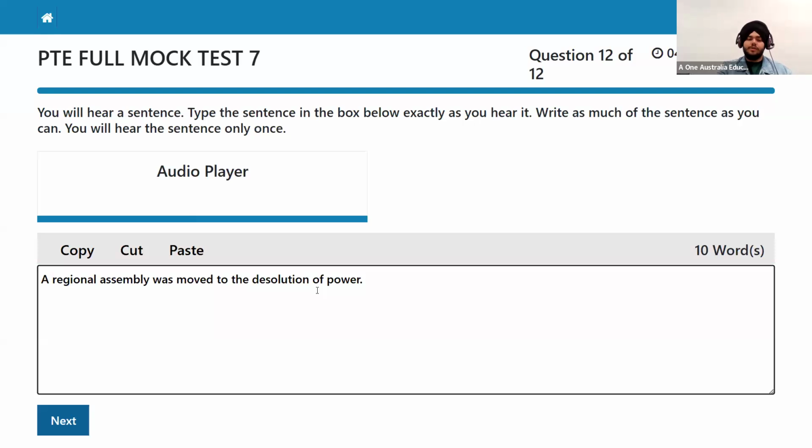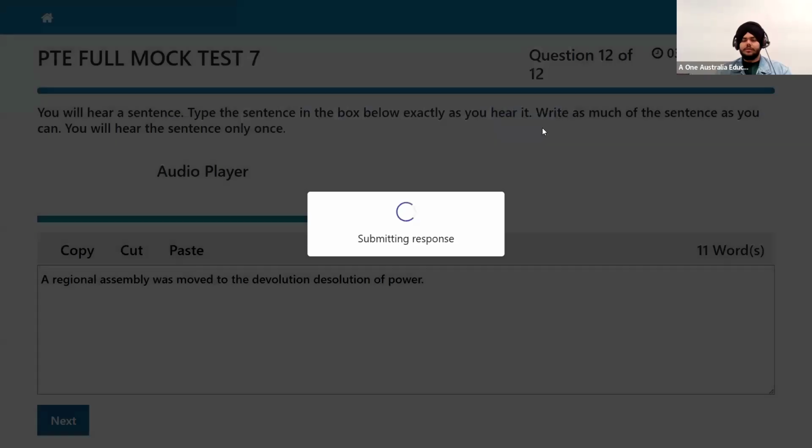Now, if I'm not sure if it is dissolution or devolution or evolution, again, I can add one or two extra words based on the kind of sentence I have, okay? But here, I think it says regional assembly was moved to the devolution of power, because dissolution, I don't think this word is going to fit here, okay? So was moved to the devolution of power. And again, if I'm not sure, what I can do is write devolution, dissolution. Simple. Then click next. Yes.